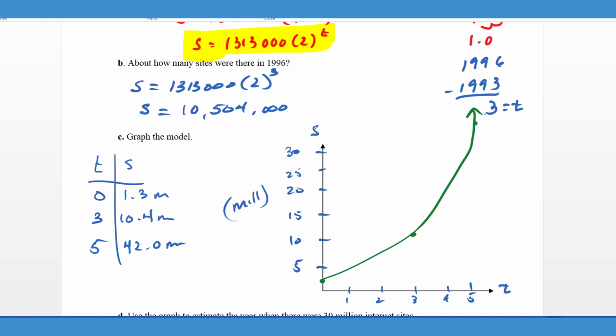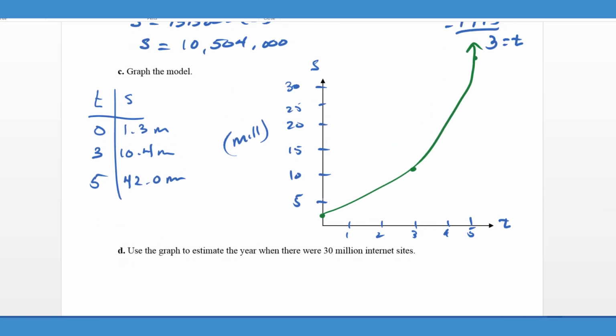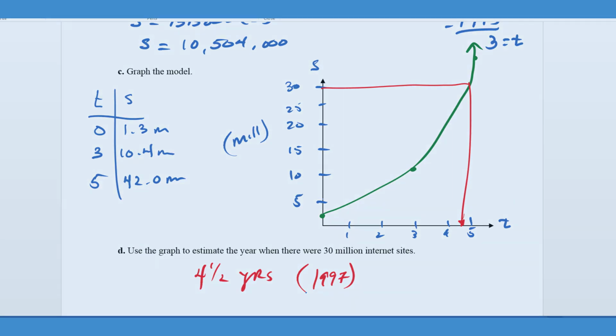graph there. And then our last question says to use the graph to estimate when there were roughly 30 million internet sites. So we can take 30 million internet sites and kind of work our way backwards. That's a very, very rough estimation, about 4.5 years. And so 4.5 years in would be 1997. And so we'll teach you a more exact way to get that figure in later lessons.